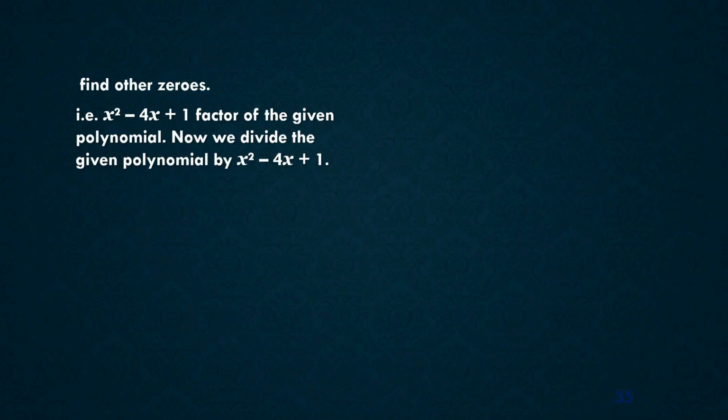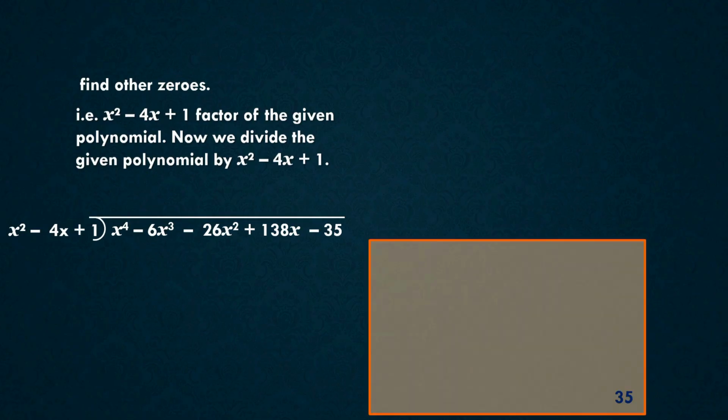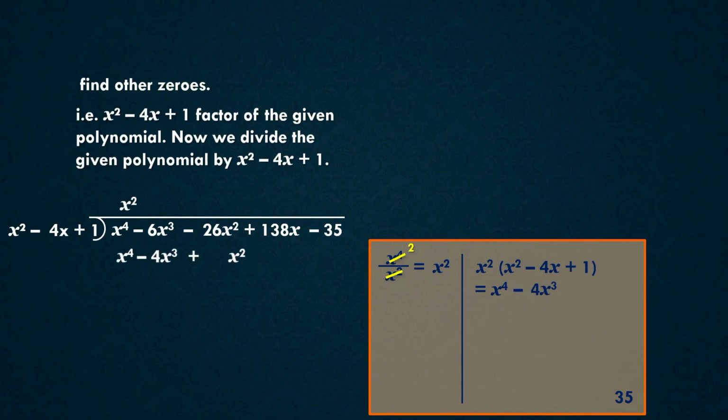Now we know that x square minus 4x plus 1 is a factor of the given polynomial. So the next step is to divide the given polynomial by x square minus 4x plus 1 using polynomial division. The given polynomial is x to the power 4 minus 6x cubed minus 26x square plus 138x minus 35. First, divide x to the power 4 by x square. This gives x square. Now multiply x square with the divisor x square minus 4x plus 1. We get x to the power 4 minus 4x cubed plus x square.